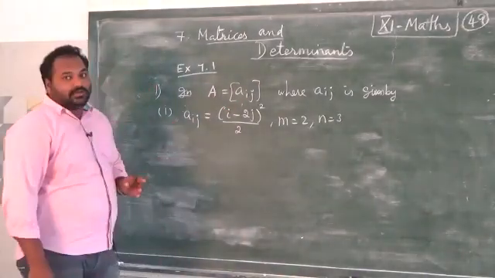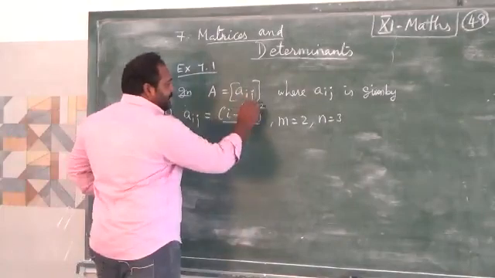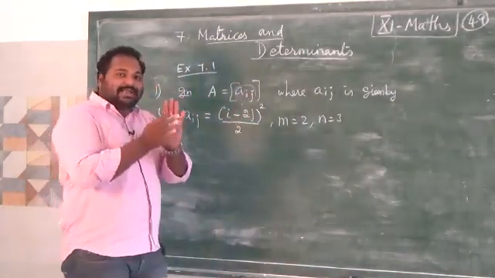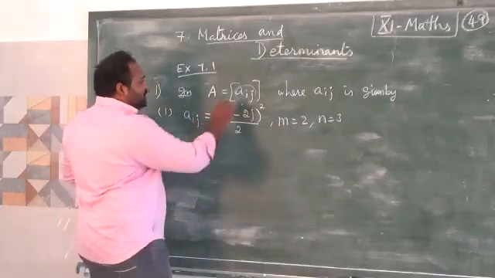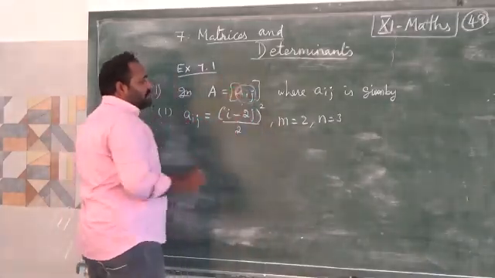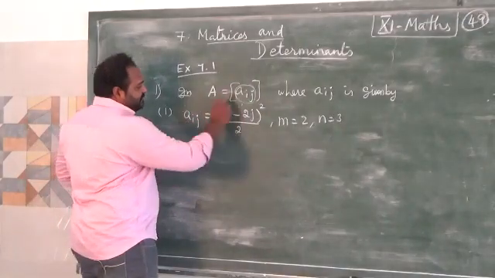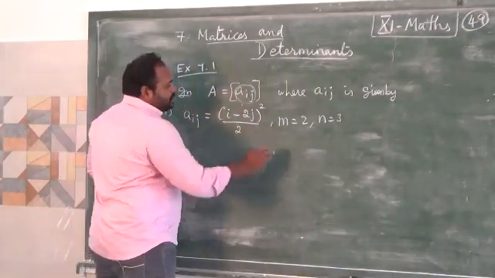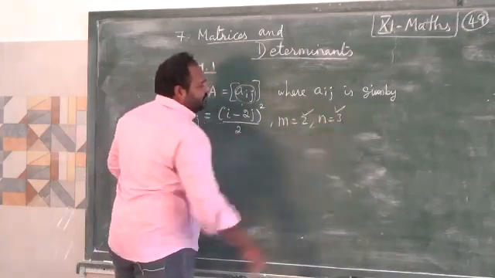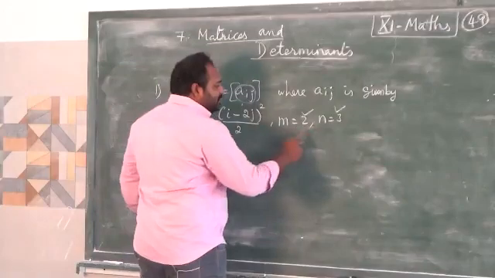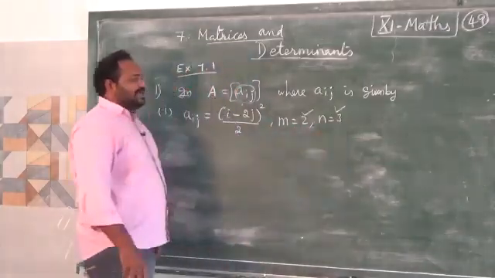How will you find it? Aij is an element, a value entered in this array, in rows and columns. These values are found by this format. First we have to identify the matrix order. The order is m cross n, where m is 2 and n is 3.